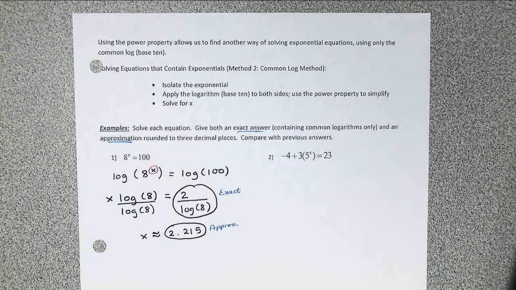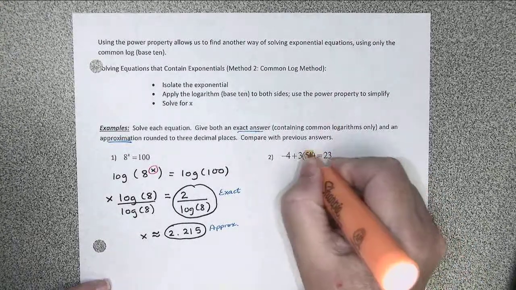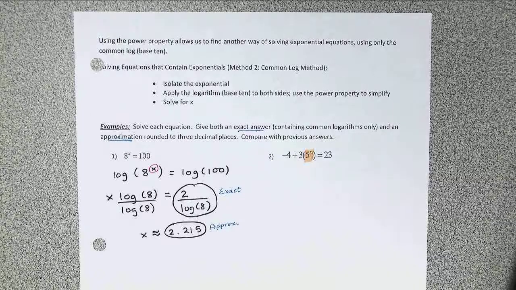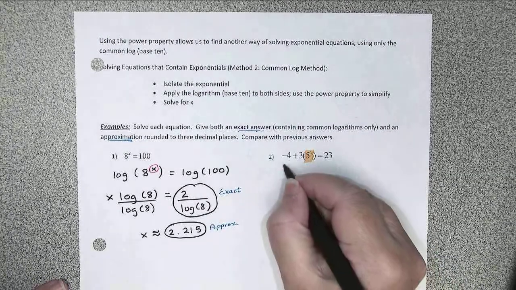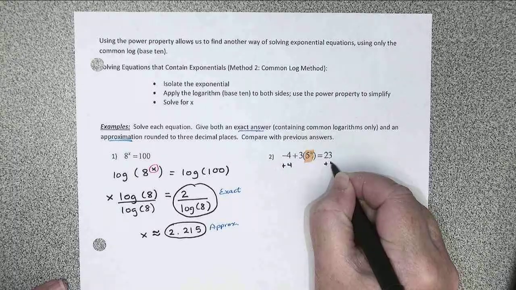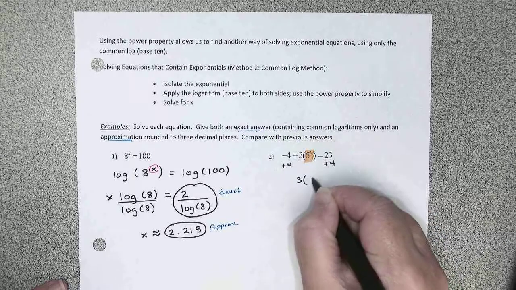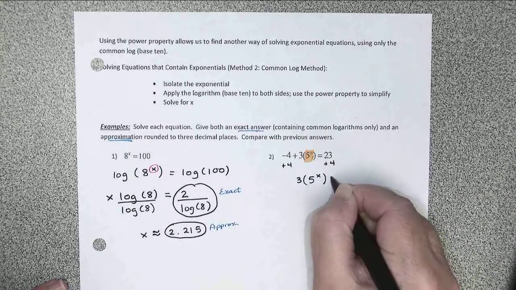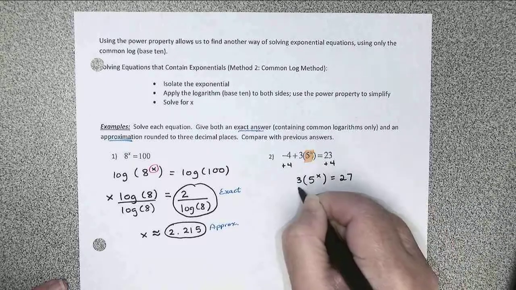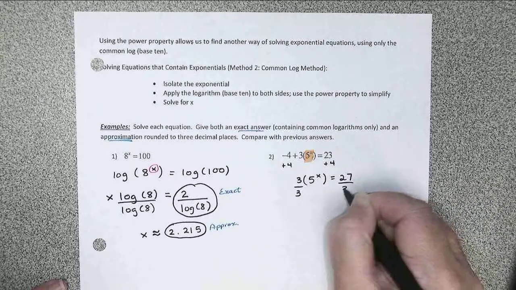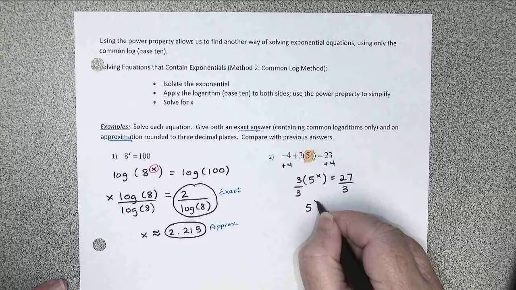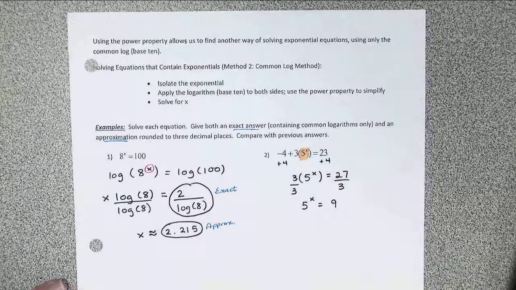In the next problem, we do not have the exponential isolated to start with, so we're going to have to do that. We've got the 5 to the x is our exponential piece, and I want to get that alone on one side. So I will add 4. And then I'll divide by that multiplier of 3. And I get 5 to the x equals 9.